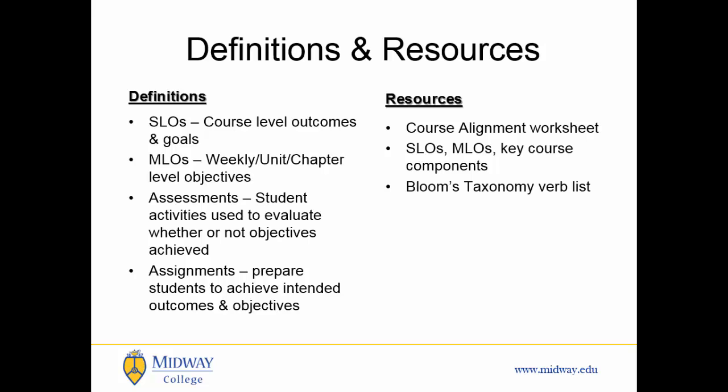Before we discuss how to perform course alignment, let's define some key terms so that we are all on the same page and identify the resources you will need to complete this task. The SLOs are the student learning outcomes, or what the student should know at the end of the course. MLOs are your module level objectives, what the student should know at the end of the lesson.